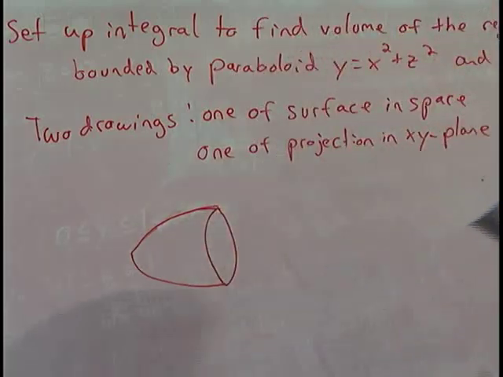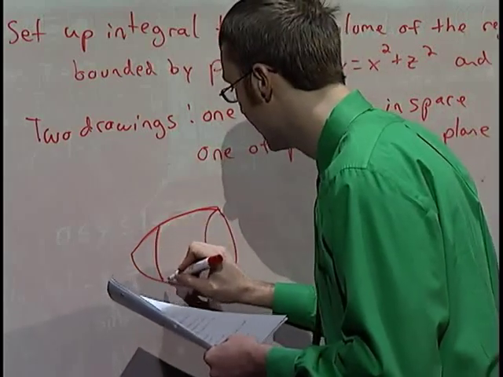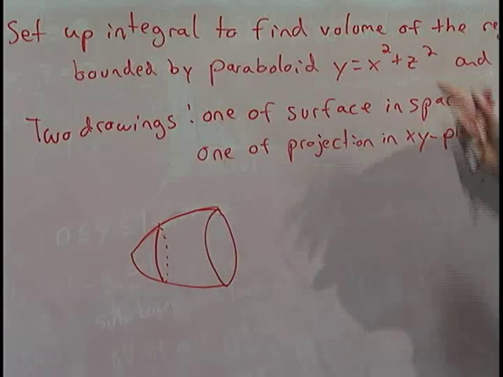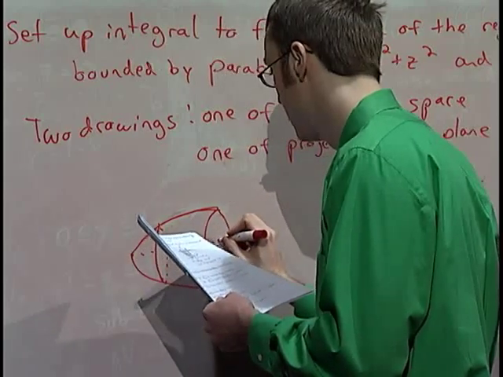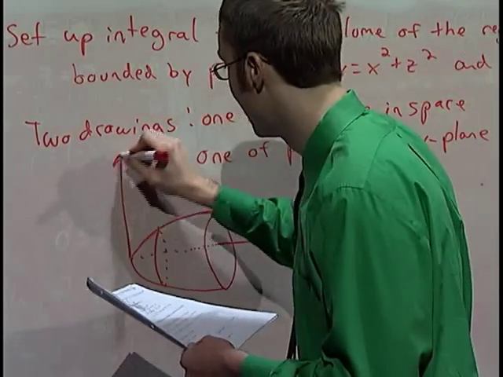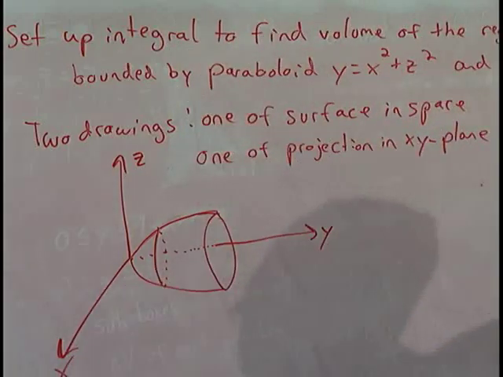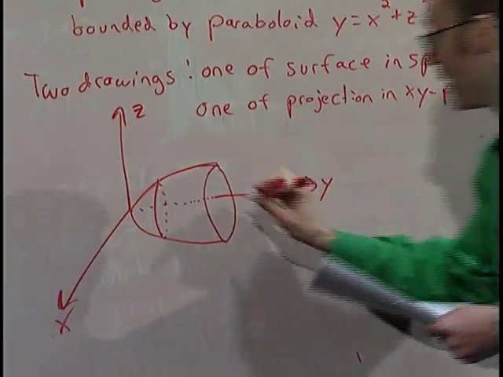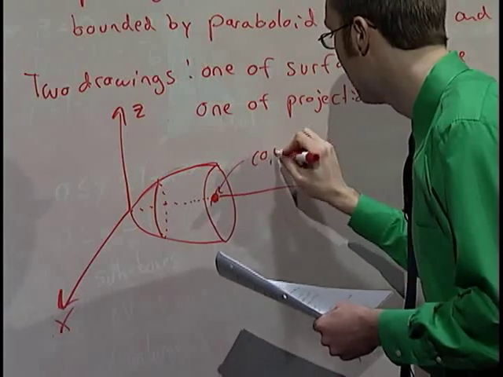Okay, so there's a paraboloid. It's decent, I guess, and it has those circular cross sections. There's the y-axis, and the z-axis is coming out like that, and the x-axis is going down like that. So there's the paraboloid centered around the y-axis, and this point right here is the point 0, 4, 0.